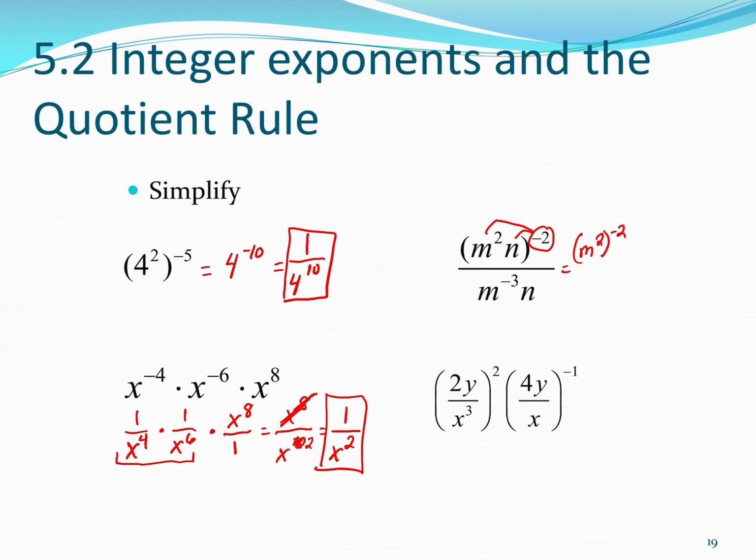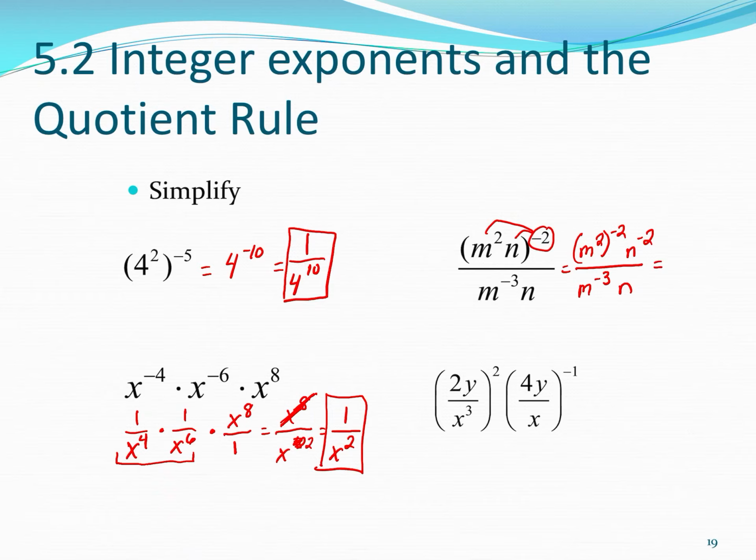Okay, so assuming that you've worked these. First thing we're going to do is we're going to take this power of -2 and we're going to give it to everything on the inside of that parentheses. So this m squared is going to get the negative second power.